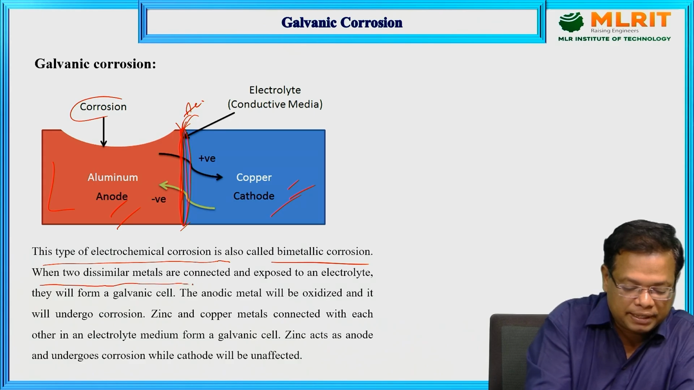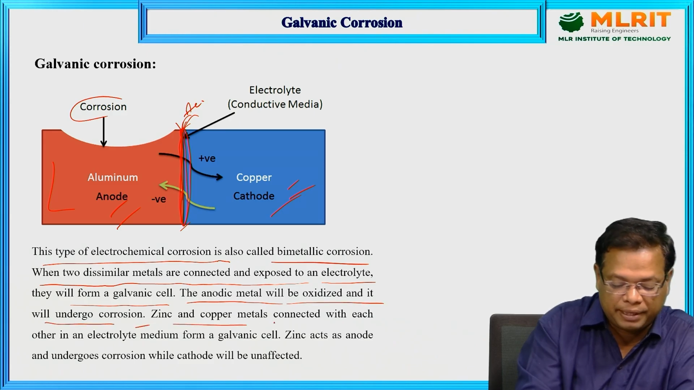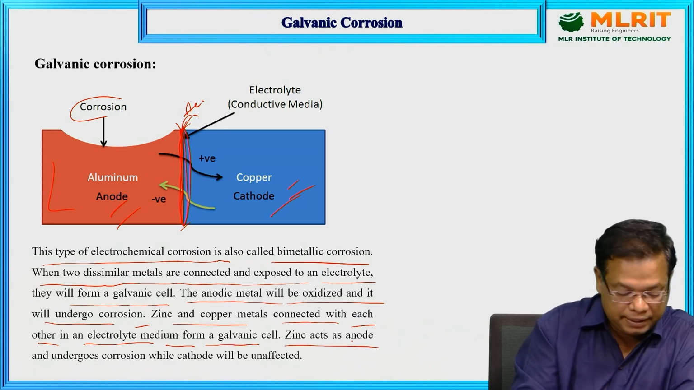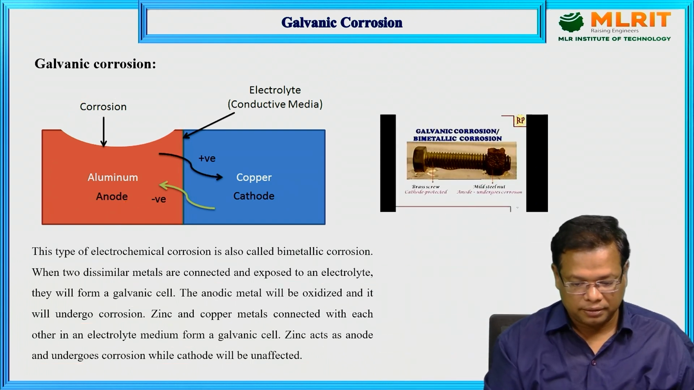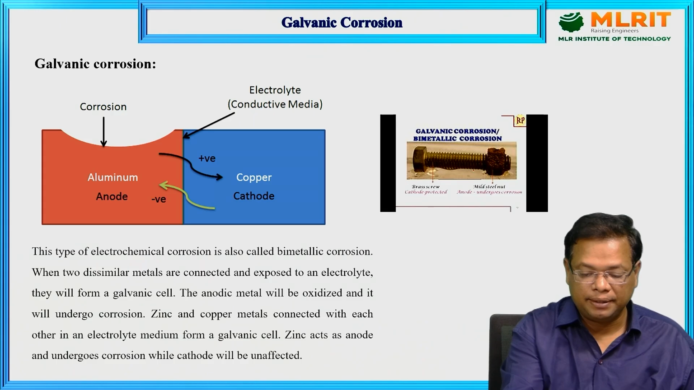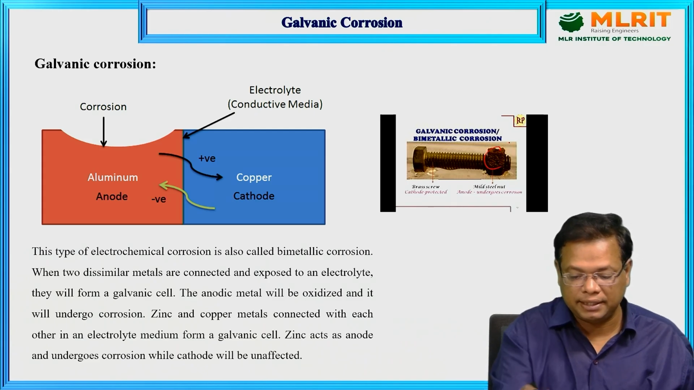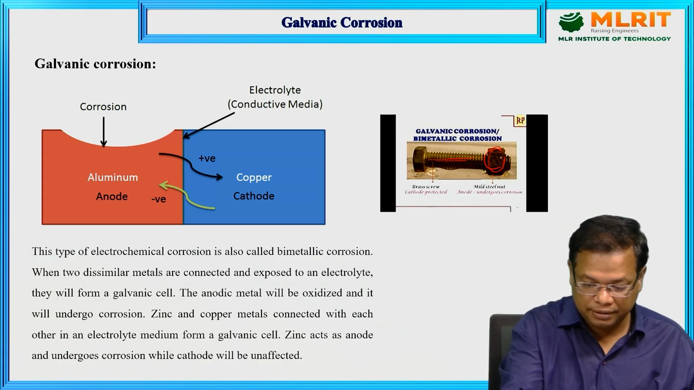When two dissimilar metals are connected and exposed to an electrolyte, they form a galvanic cell. The anodic metal will be oxidized and undergo corrosion. Zinc and copper metals connected with each other in an electrolyte medium form a galvanic cell. Zinc acts as the anode and undergoes corrosion, while the cathode is unaffected. So this is galvanic corrosion. For example, this is an iron and copper combination. How this galvanic cell is formed, we can see here, and how the corrosion happens is here. This is an iron board, and this is copper. So this will form corrosion.